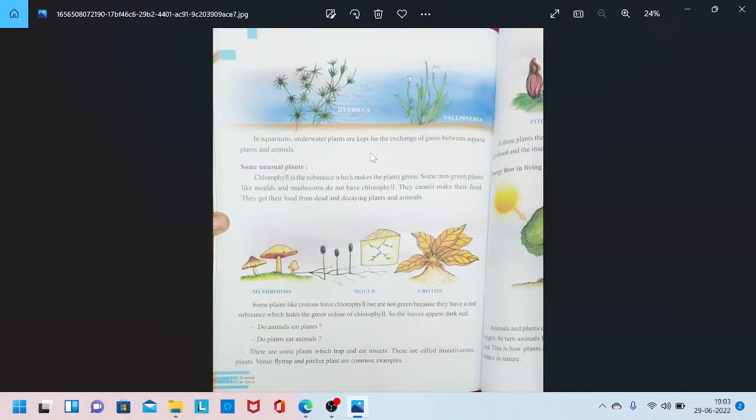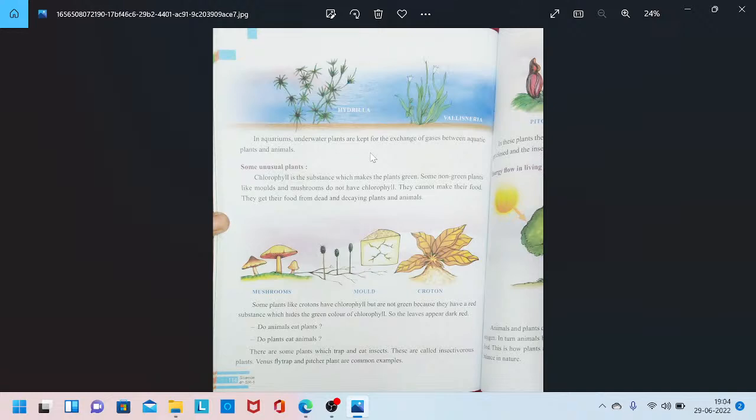When the plants do not have chlorophyll, then they are not making their food by themselves, but rather getting food from the dead and decayed plants and animals. Some plants like croton have chlorophyll but are not green, because they have a red substance which hides the green color of chlorophyll. So croton is a plant which has chlorophyll, but it is not green, it is red. The green color is hiding and showing its red color, so the leaves appear dark red.